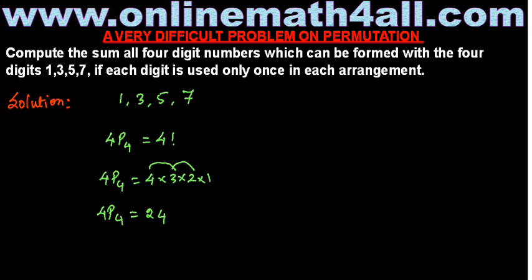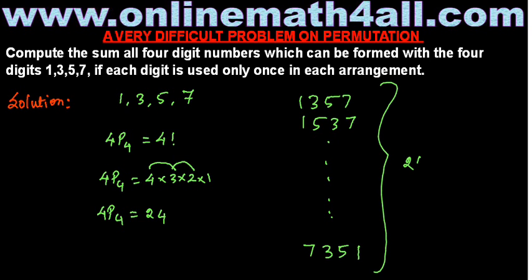So we'll be able to get 24 4-digit numbers like 1357, 1537. In this way it will keep going, like 7351. So in this way we'll be getting 24 numbers. So we have to write all the 24 numbers and then add all these 24 numbers.